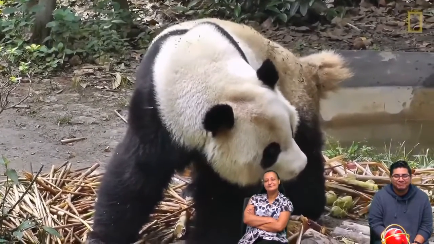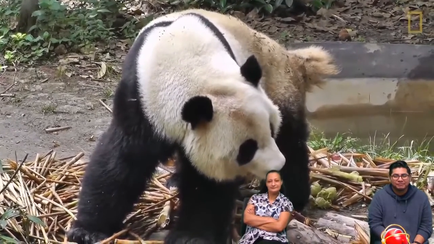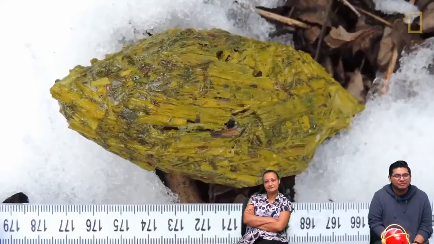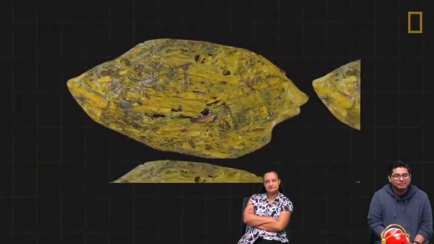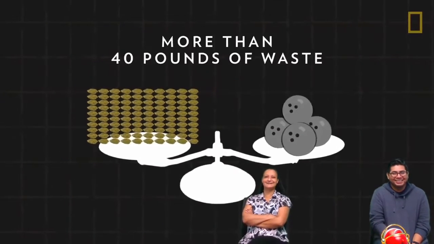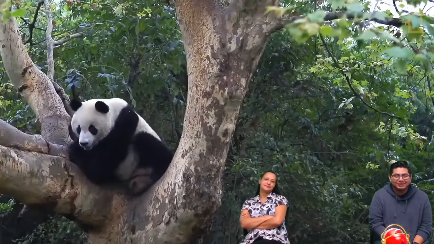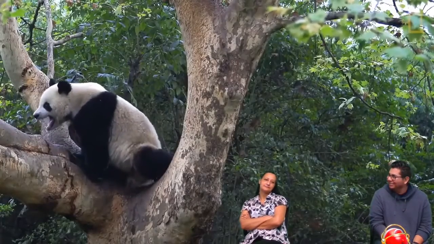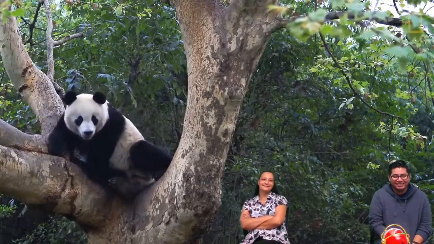Since they don't digest bamboo very well, pandas end up passing a lot of it as waste, which unsurprisingly contains a lot of undigested bamboo bits. Pandas defecate more than 100 times a day, producing more than 40 pounds of waste. Pandas even go number 2 while they're napping. And they spend a lot of time napping as a way to compensate for their low energy diet.